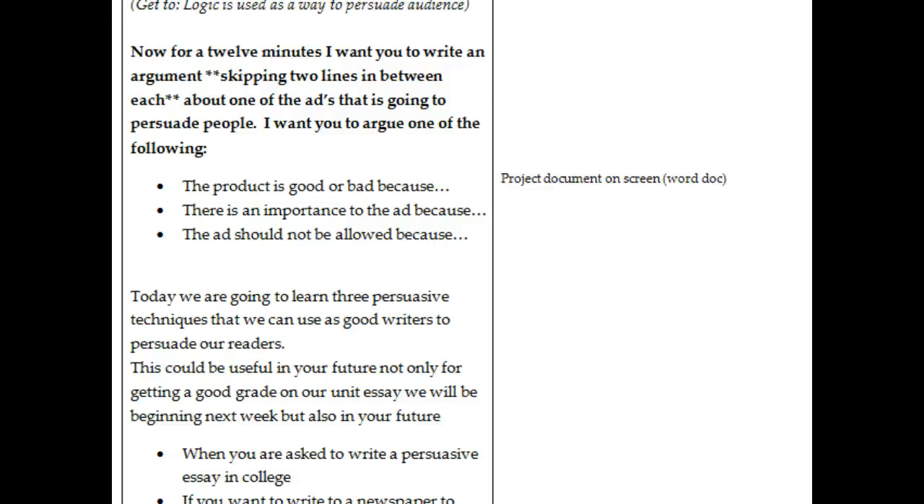So after they have written about this, that's when you tell them, okay, we're going to talk about some of these persuasive techniques, and after that I'm going to have you go back and look at your ad and see if you still agree with what you said or if you could strengthen your argument, okay?